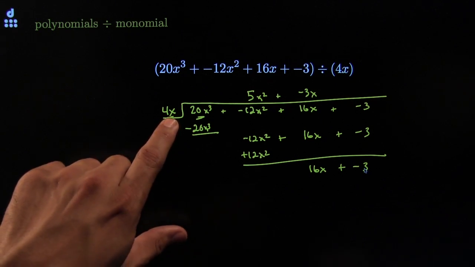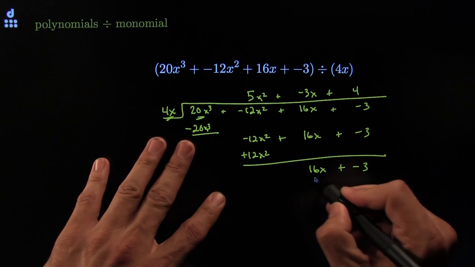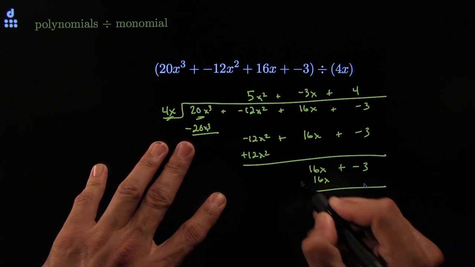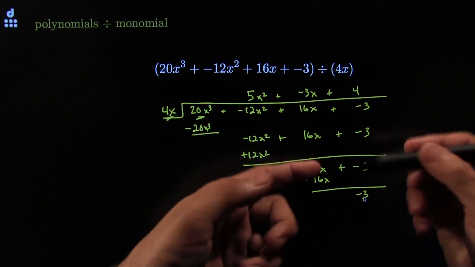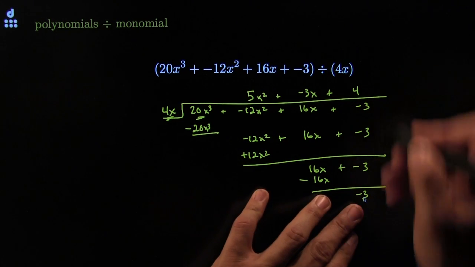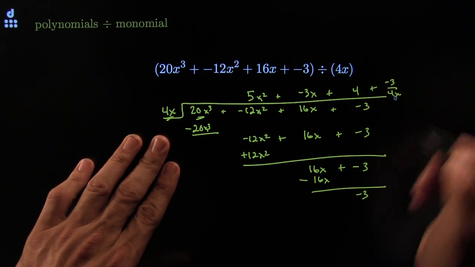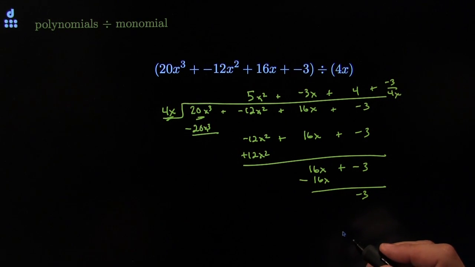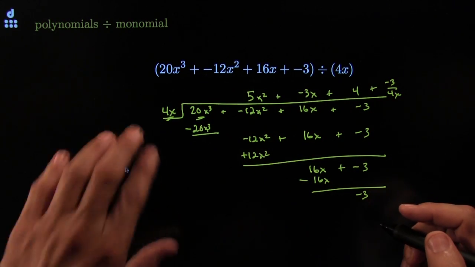Now I got to figure out how many times will the 4x go into the 16x. I'm going to think that's 4. That'll give me 16x. Change the sign. Add these down. Once I've changed the sign, I can add. 3 is already smaller than that one, so that's my remainder. Negative 3 over 4x. That's dividing a polynomial by a monomial using long division.